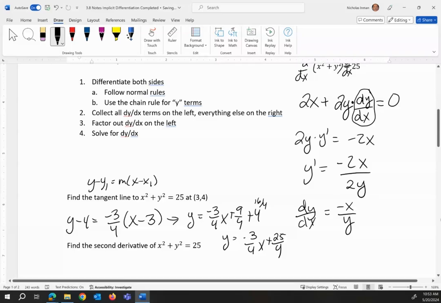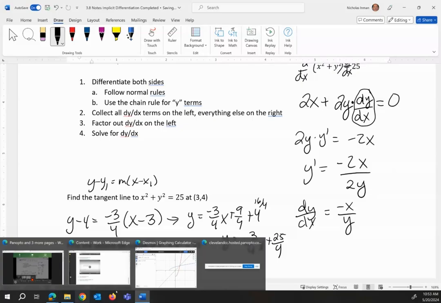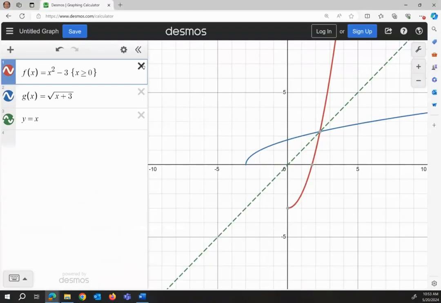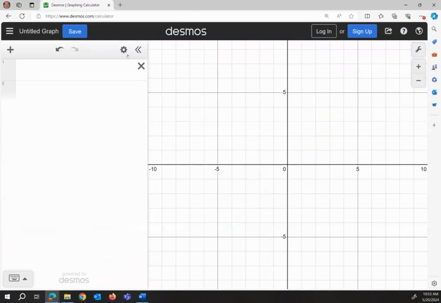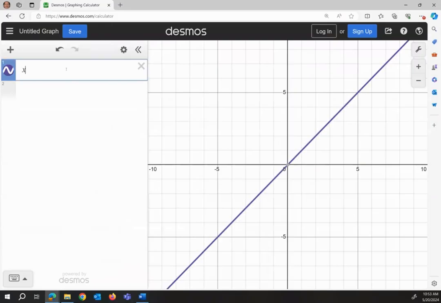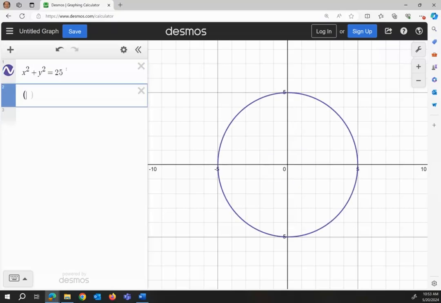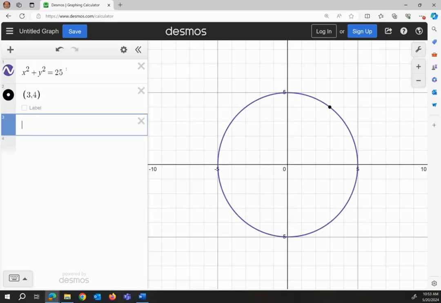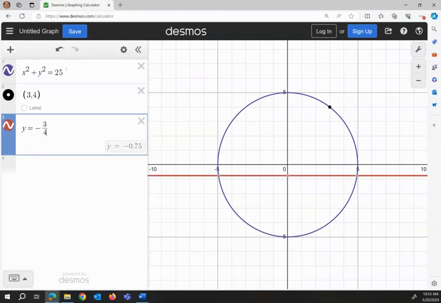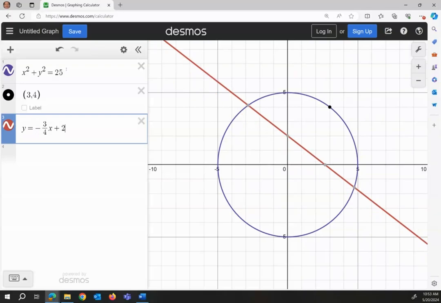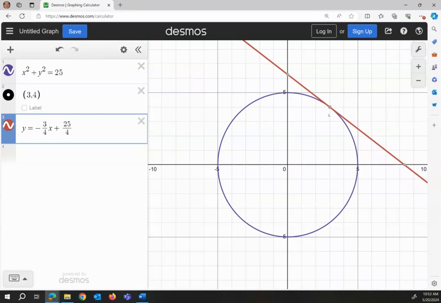All right, and so we have this tangent line. I'm going to go to maybe a Desmos screen and see how this looks. I still have an inverse function right here. All right, so we have x squared plus y squared equals 25. We just said we had the point (3, 4). Yep, it's on there. Then we said y equals negative 3/4 x plus 25/4. All right, take a look at that beauty.